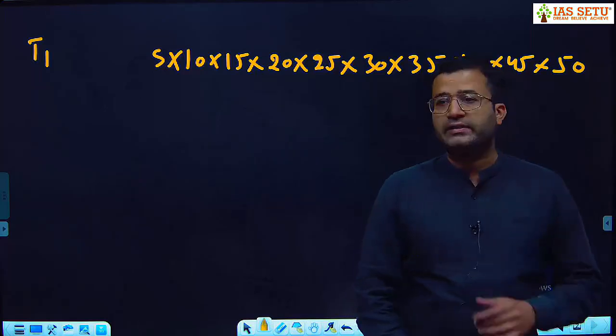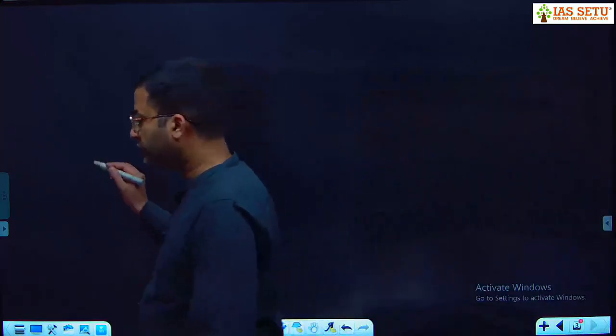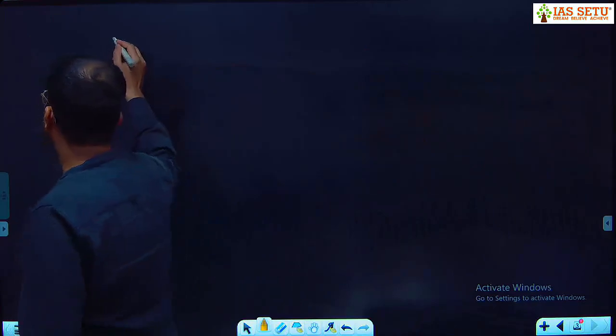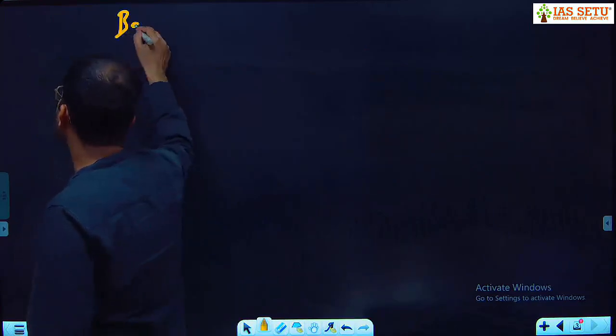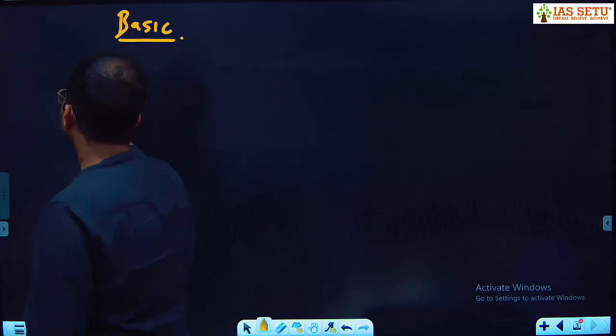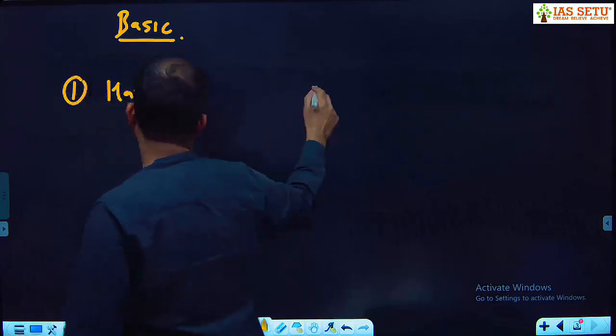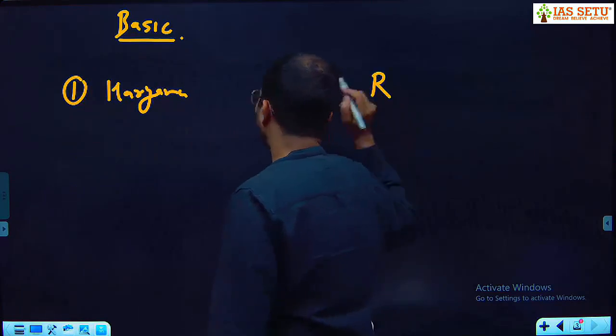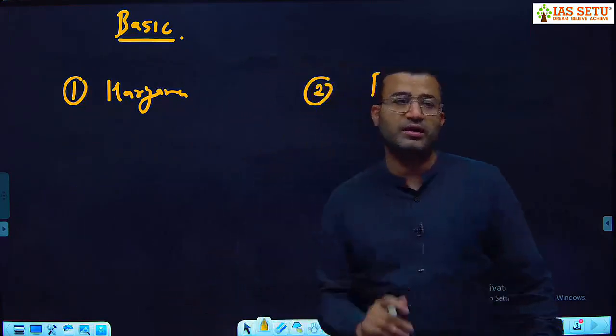I tell you one example. Just for the basic concept to understand this topic, we take one example from Haryana and we take one example from Russia, so that you can understand.